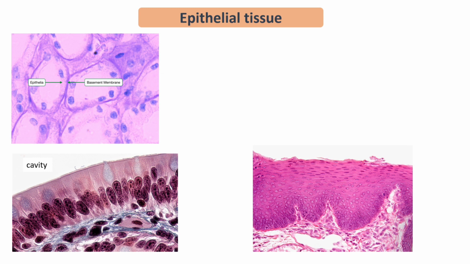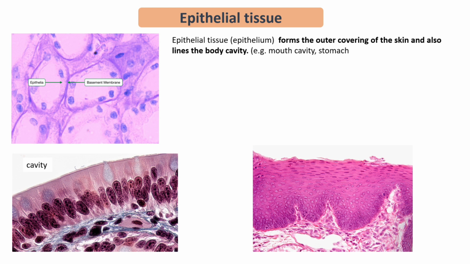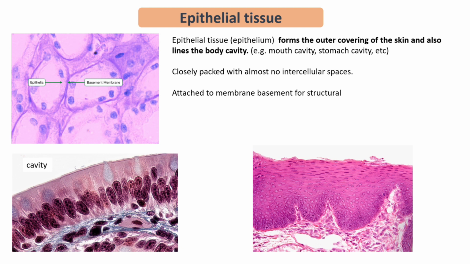Epithelial tissue, also known as epithelium, forms the outer covering of the skin, and also lines the body cavity. For example, mouth cavity, stomach cavity, and etc. Epithelium cells are closely packed with almost no intercellular spaces. Therefore it is suitable for protection.